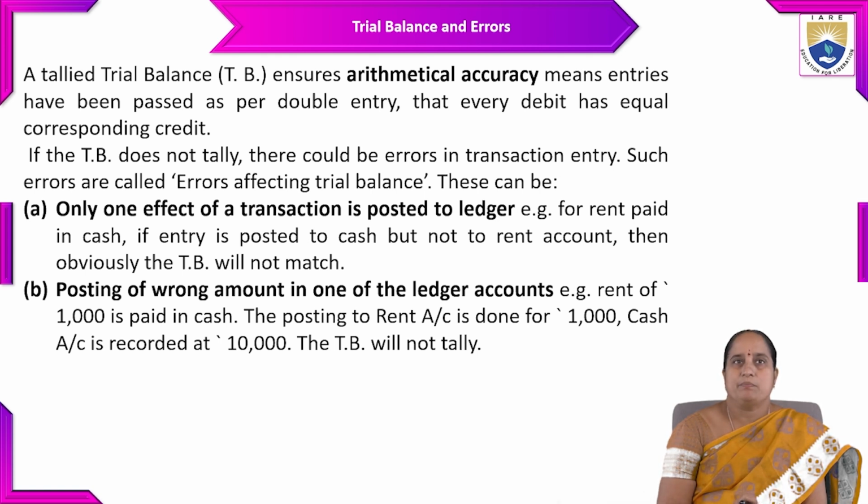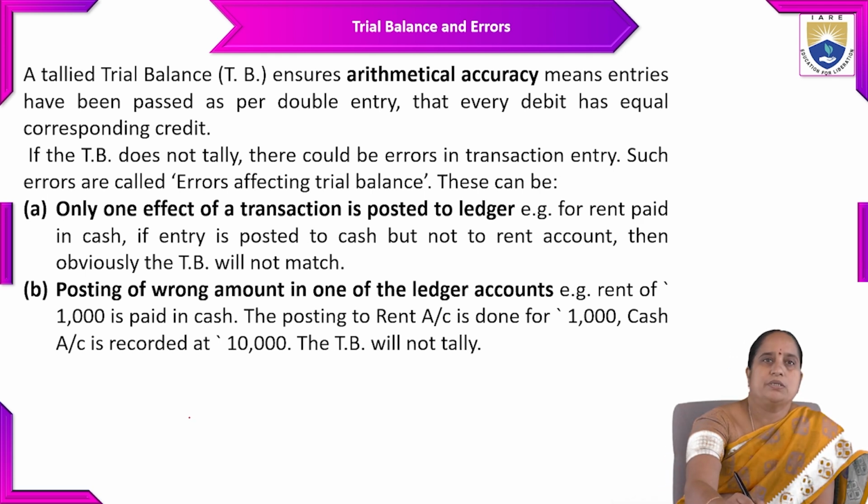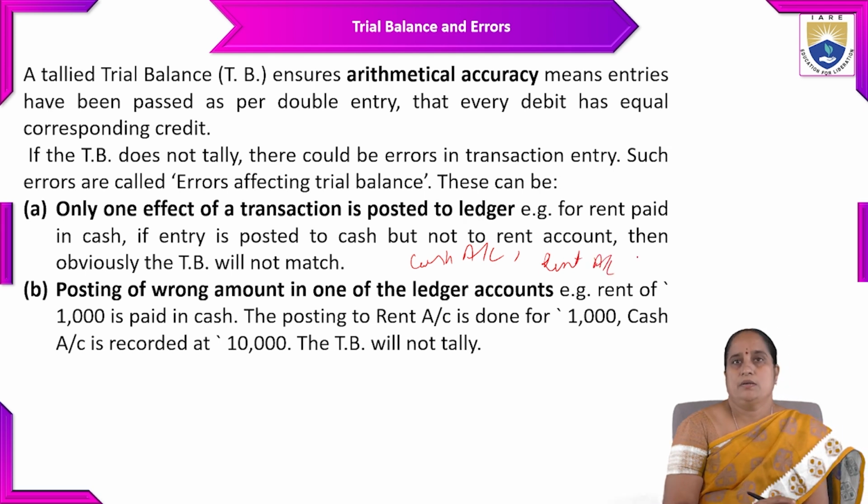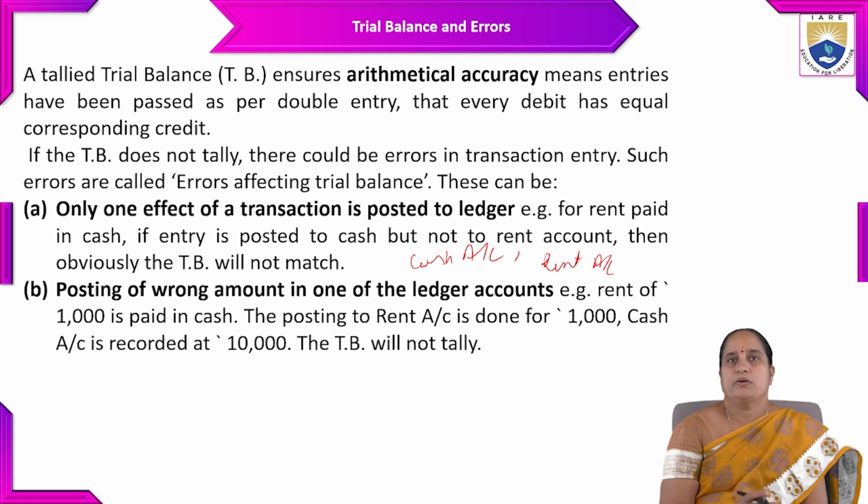These errors can be: first one, only one effect of a transaction is posted to the ledger. For example, rent paid in cash. If the entry is posted to cash but not to the rent account, then obviously the trial balance will not match. The same transaction we have to mention in two different accounts, as I told you. One is the cash account, another one is the rent account. If you forget to enter in any one of the accounts, as a result our trial balance will mismatch.